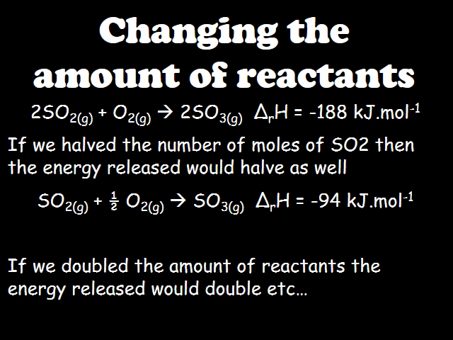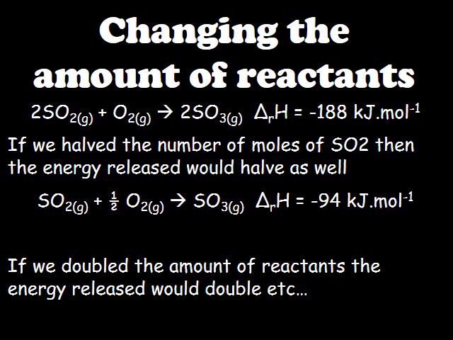Okay, so what happens if you change the amount of reactants? From the reaction, you can see that when 2 moles of sulfur dioxide reacts with 1 mole of oxygen to give 2 moles of sulfur trioxide, the enthalpy of reaction is going to be minus 188 kilojoules per mole. So that means that if we halve the number of moles of sulfur dioxide, then the energy released will be halved as well, which you can see in the second reaction.